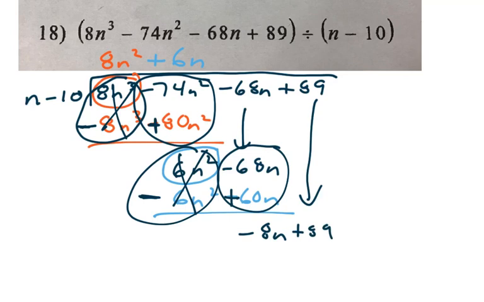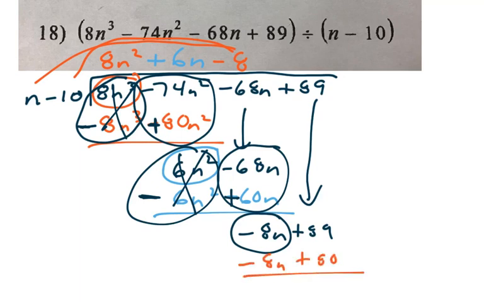And we have to do it one more time. To get my negative 8n, I'm going to need a negative 8 times the n. And don't forget negative 8 times negative 10. So I end up with negative 8n plus 80. Oh, sorry, I got ahead of myself there a little bit.